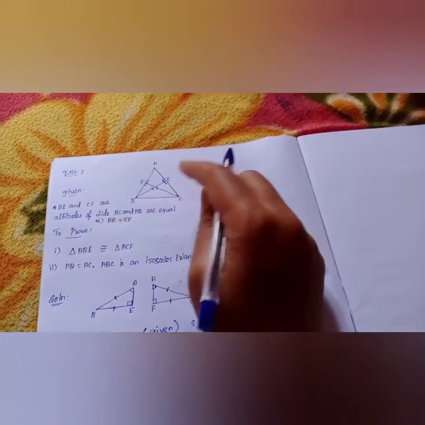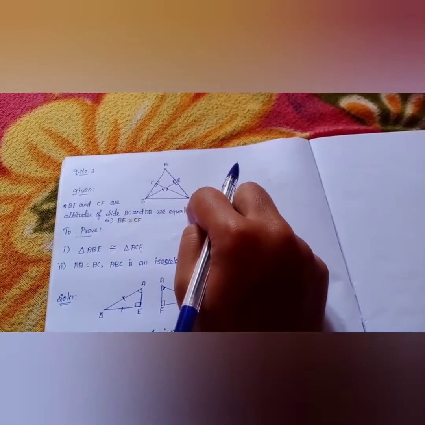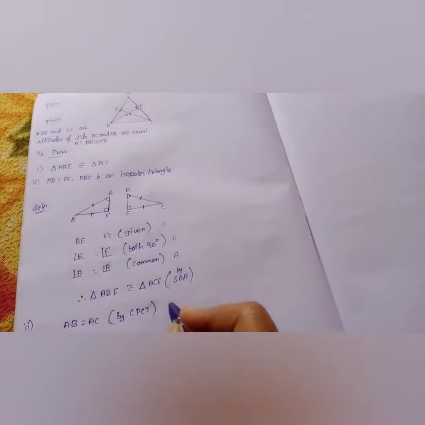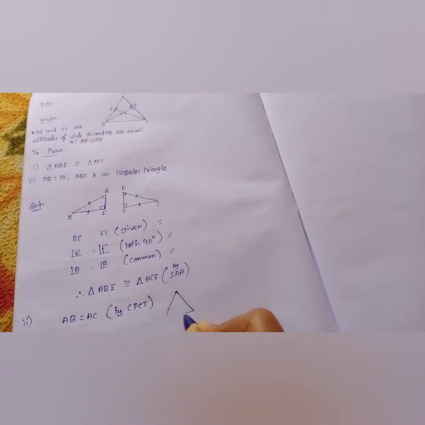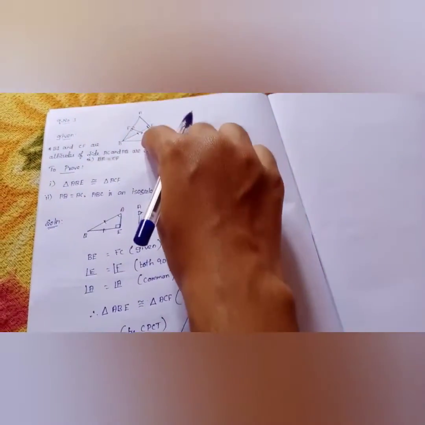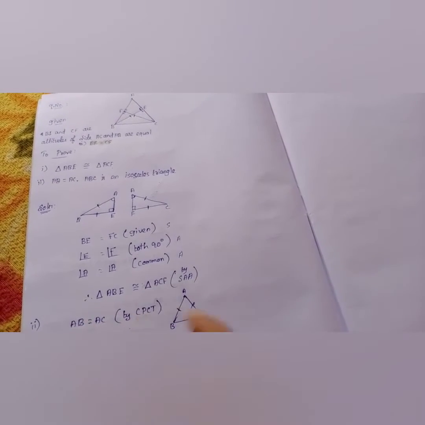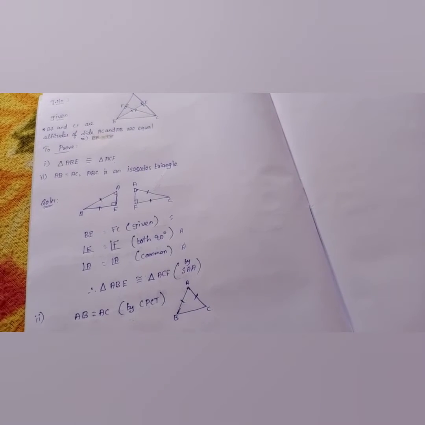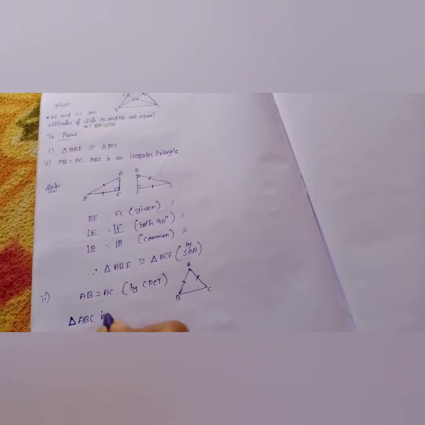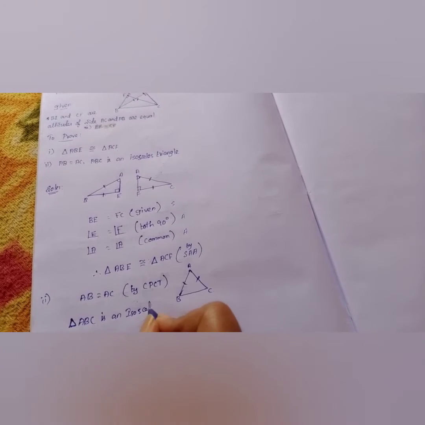Now let me draw that triangle ABC. Okay, now listen carefully. In triangle ABC, we proved AC equal to AB. So if AC equals AB, you can say that triangle ABC is an isosceles triangle. In this triangle we proved AB equal to AC, so two sides are equal, and you can say this is an isosceles triangle. That's it. Triangle ABC is an isosceles triangle.